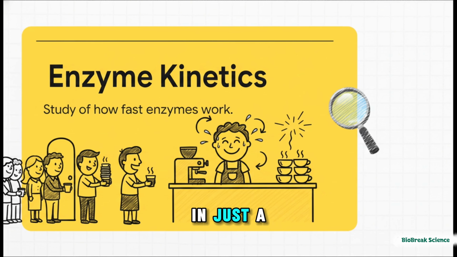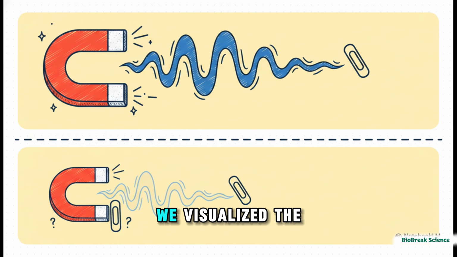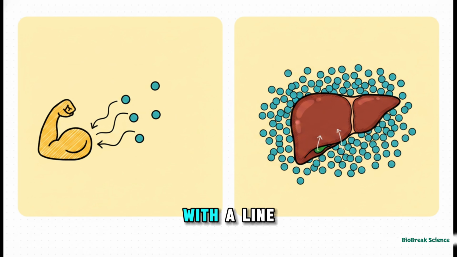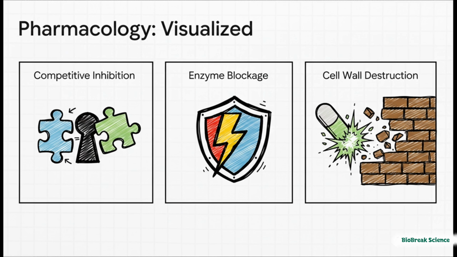Think about it. In just a few minutes, we went from the basic barista coffee shop analogy, we decoded the speed limits of Vmax and Km, we visualized the curve, flipped the script with a Lineweaver-Burk plot, and completely mastered the 3 tricky types of inhibition. You have a brand new, highly effective toolkit.